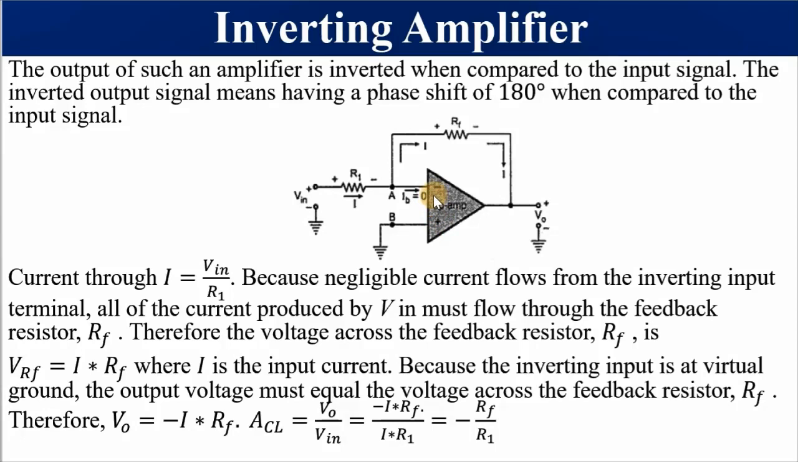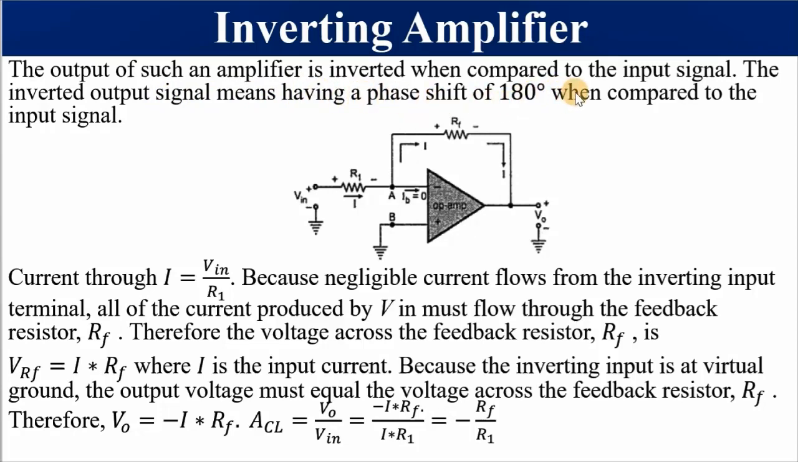But we know that an op-amp has a very high input impedance. In other words, no current goes through these two inputs. So it means that our current I is going to flow in this direction up to the output. This is our input resistor R1, and this is our output voltage. Please take note of the following property: the output of an inverting amplifier is inverted. That is, the input and output are out of phase. The inverted output signal means that they have a phase shift of 180 degrees.